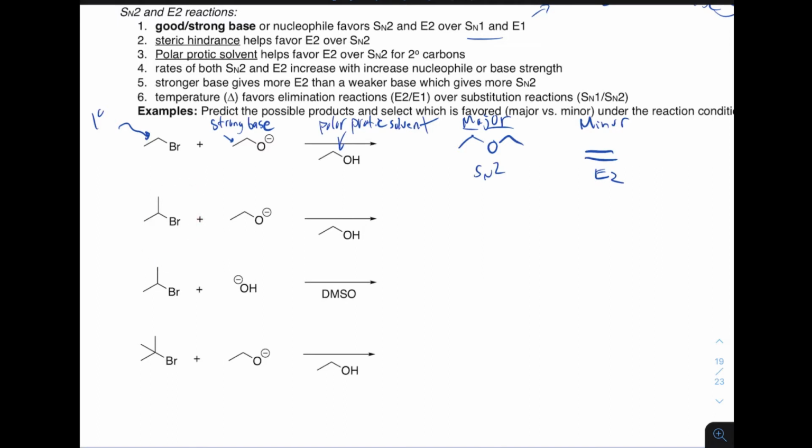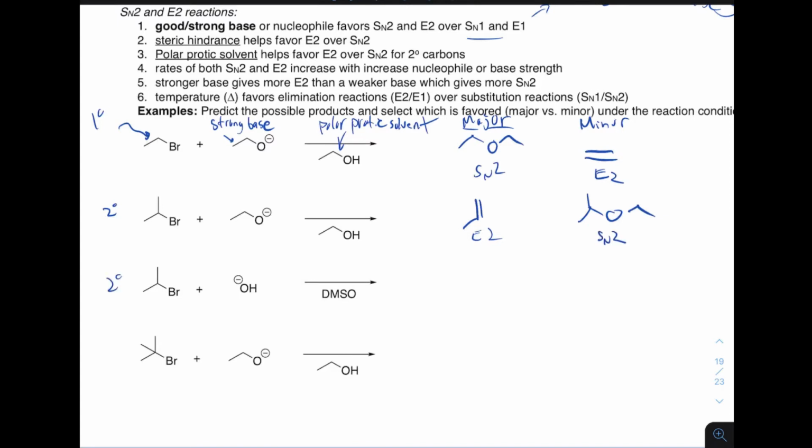Looking at our second example here, we know we have a secondary alkyl halide and the same conditions, and in this case now, because of this secondary alkyl halide and the fact that we have our polar protic solvent, the major product this time is going to be E2. And our minor product is going to be the SN2 reaction. And this mostly has to do with the polar protic solvent, which is much better for E2 reactions, because essentially it's not helping the SN2 reaction go.